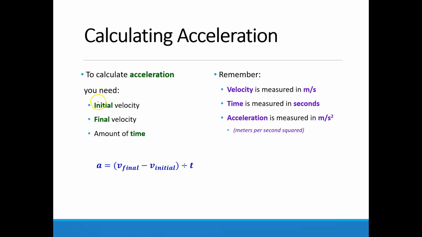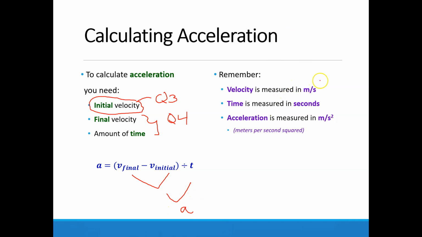Remember that in order to calculate acceleration, we're going to need the initial velocity, and don't forget, the initial velocity we actually already calculated in question number 3. We'll need to know the final velocity, which is given to you in question 4, and the amount of time, which again is given to you in question 4. Final velocity minus initial velocity is calculated first, and then from there we divide it by time, and that will give us our final answer right here.